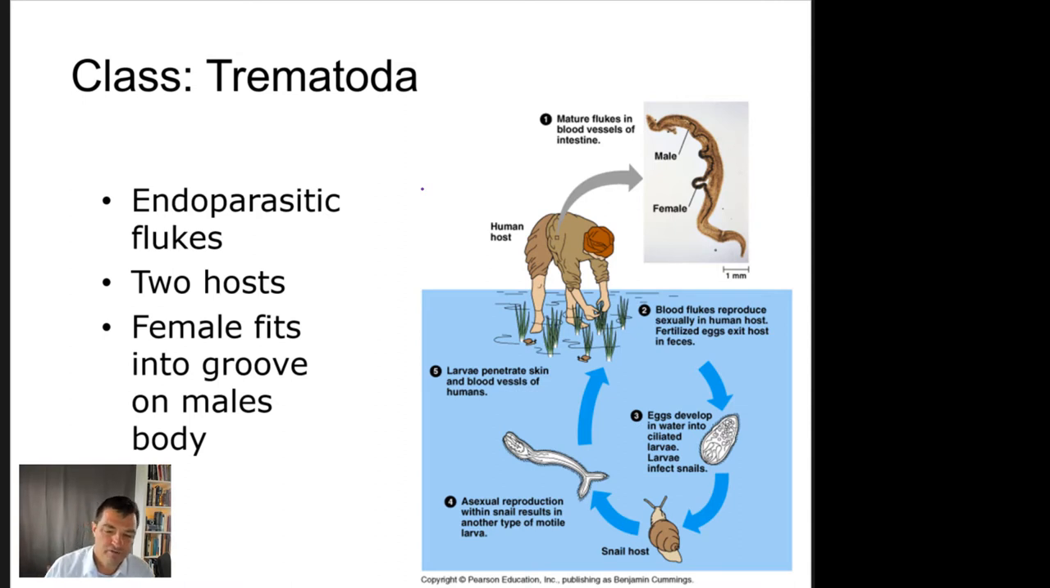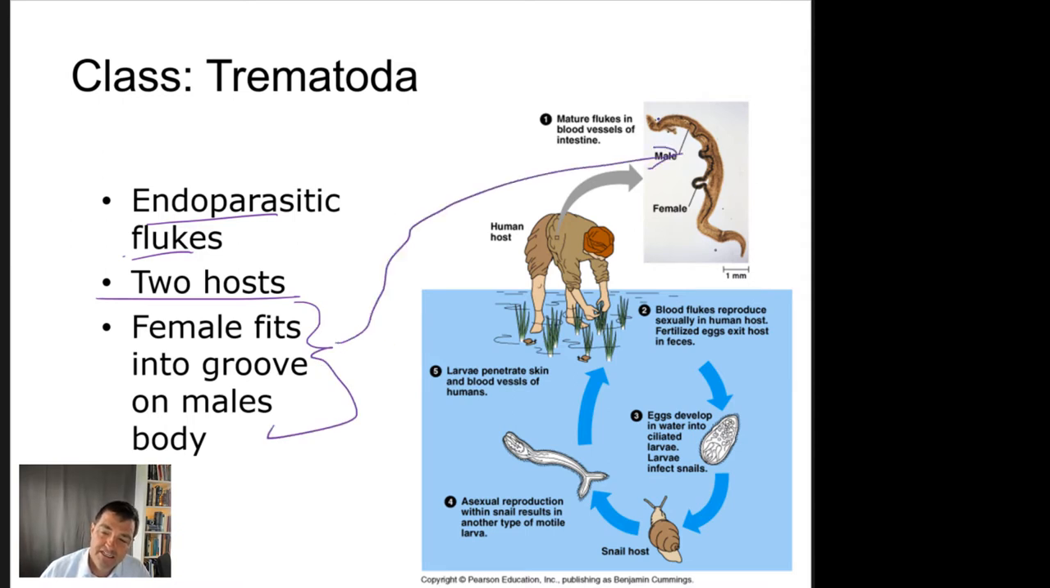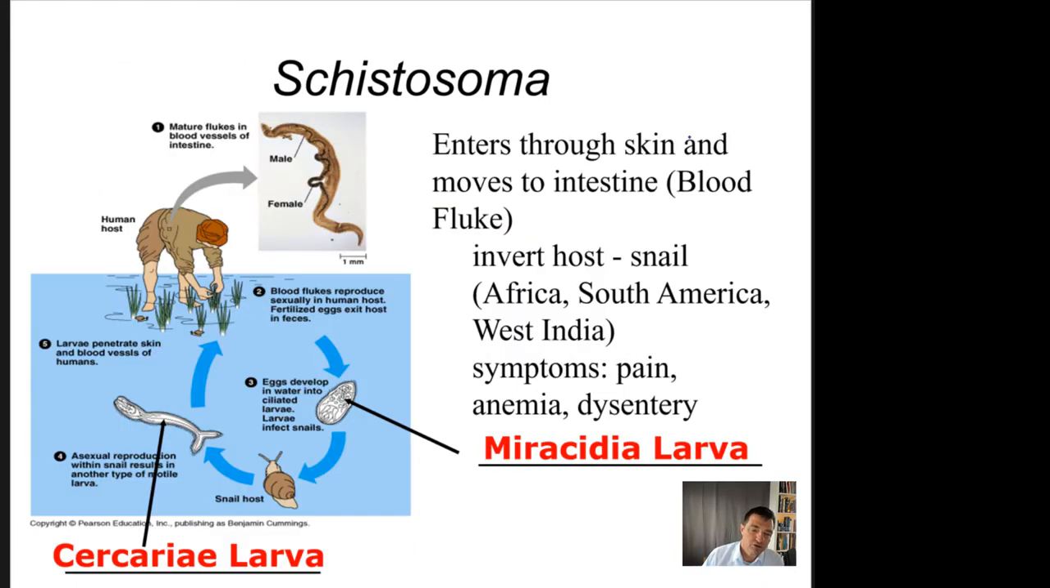Then we have the class Trematoda, and I'm going to go over the specific one in a minute. Trematodes are what we call endoparasitic flukes, and they tend to have two hosts. Since they're parasites, parasites have all these weird adaptations to being parasites. Originally when they were discovered, it was thought that these were two different species. But what you find is that you have this male, and then the female looks totally different. The male has this groove on its body, and the female lives inside that groove. So there are two individuals, one's male, one's female, but they live together, and the female lives actually inside the male. There are several animals that do that, that are two different sexes, but they live together. So we'll go into more detail on this particular one.